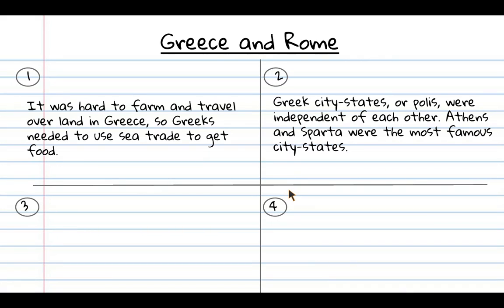Pause and copy your key point number 2. Greek city-states, or polis, which is the word for a city-state in Greek, were independent of each other. Athens and Sparta were the most famous city-states. Pause if you need more time.